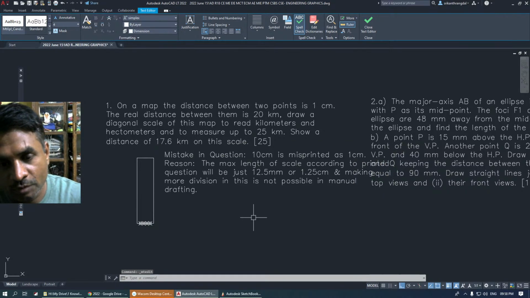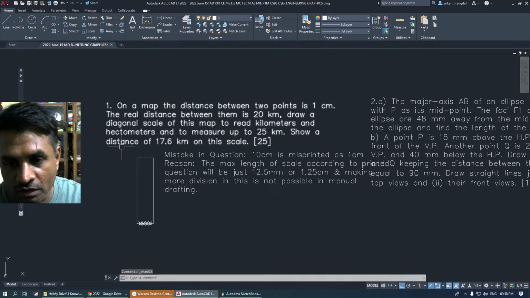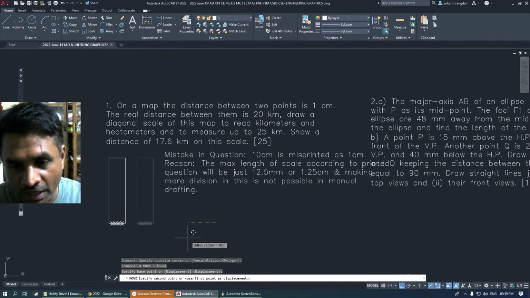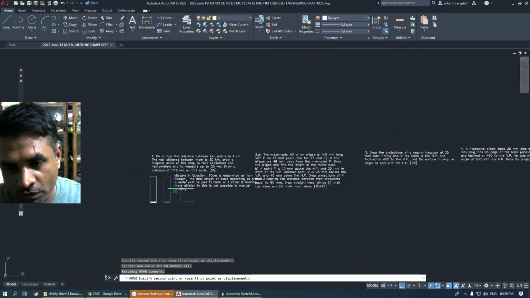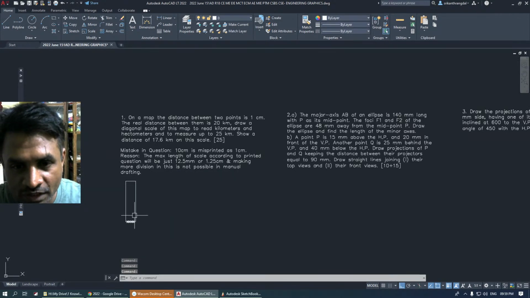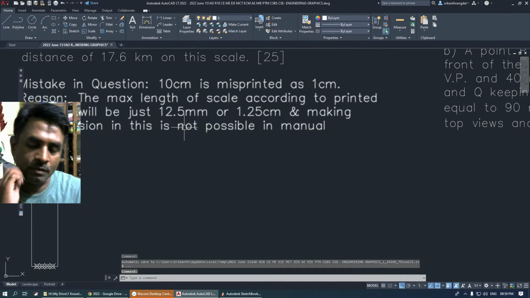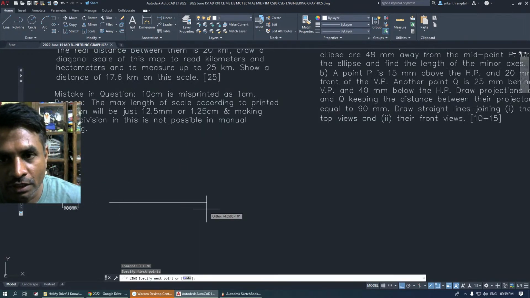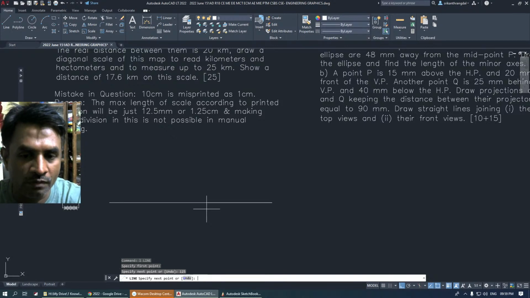This is an explanation. This is probably the scale, the actual size of the scale according to the question that is given. That is not possible at all, as you can see. So let's draw the scale considering 10 centimeters. If we consider this as 10 centimeters, then this is going to be multiplied tenfold, so it's going to be 125 mm.